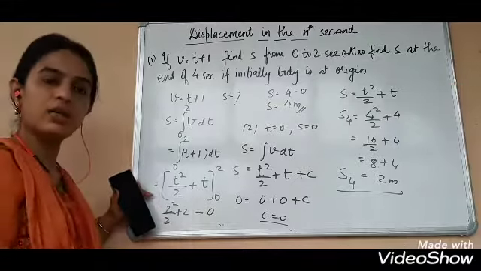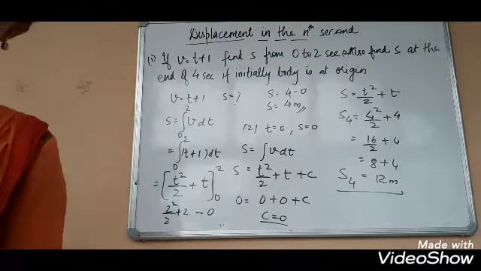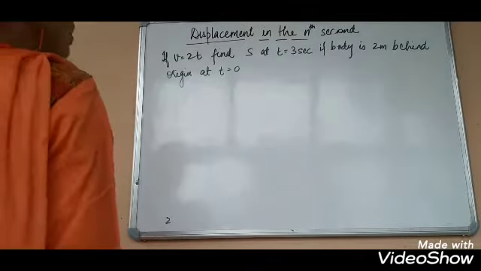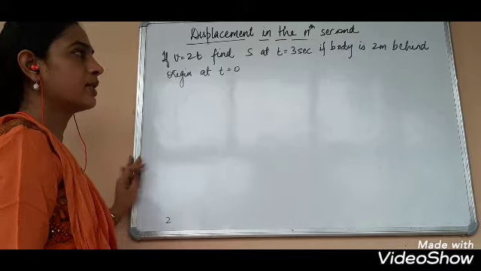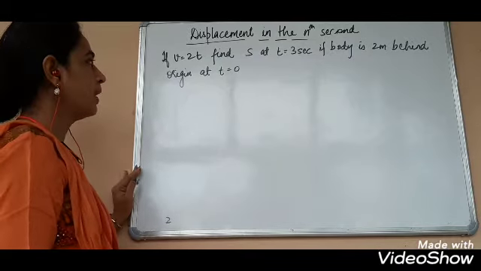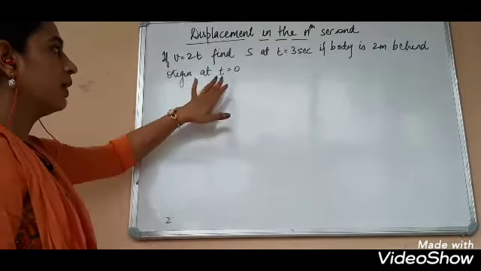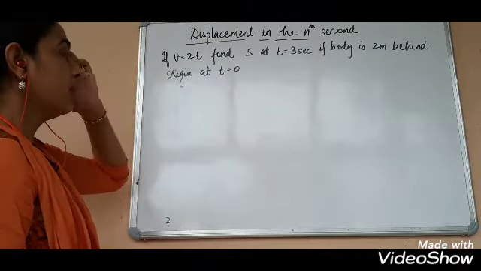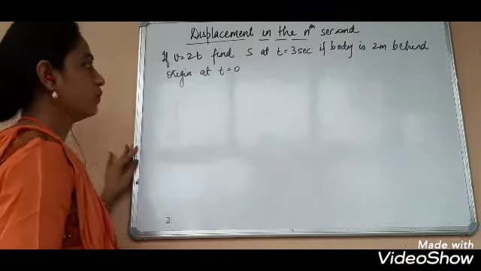So this is how you can solve any question. With the knowledge of velocity, you can find displacement. Let's practice one more question. If v equals 2t, find s at t equals 3 seconds. The body is 2 meter behind the origin at t equals 0. That means in the beginning, the body is 2 meter behind the origin. This is the condition given, and you have to find s at t equals 3 seconds.